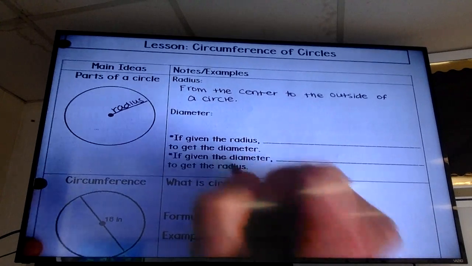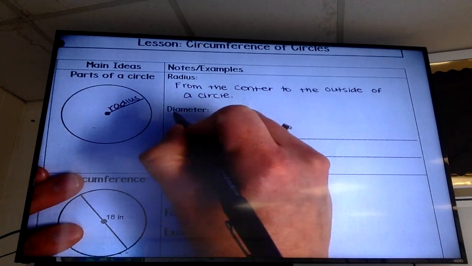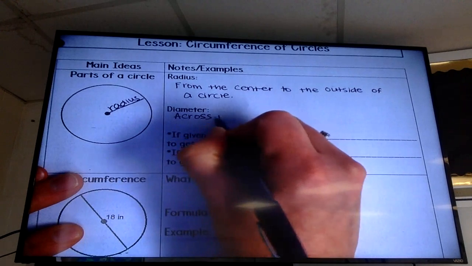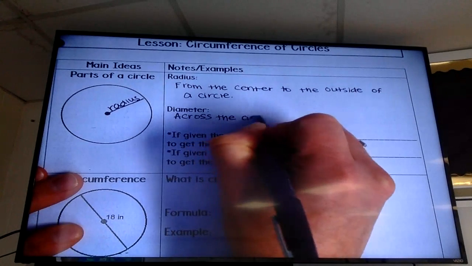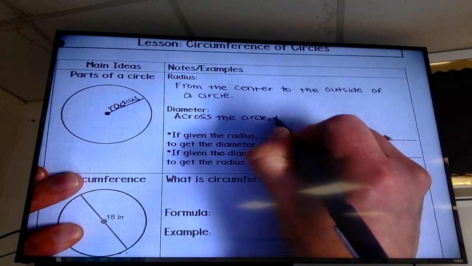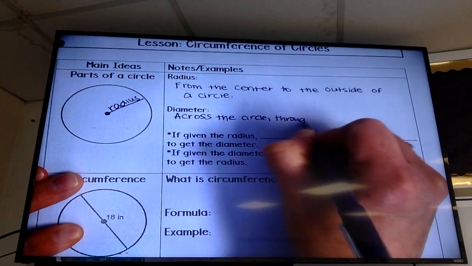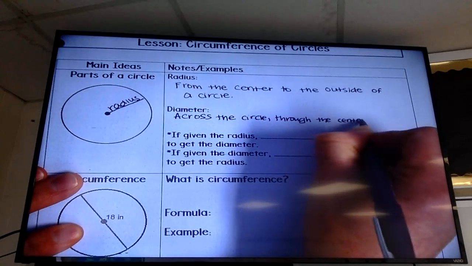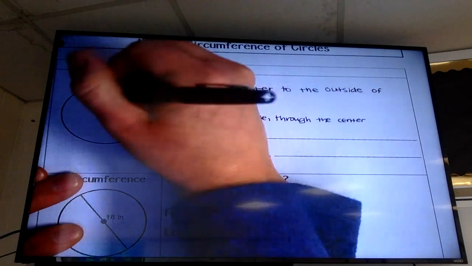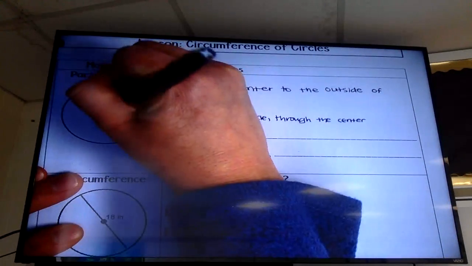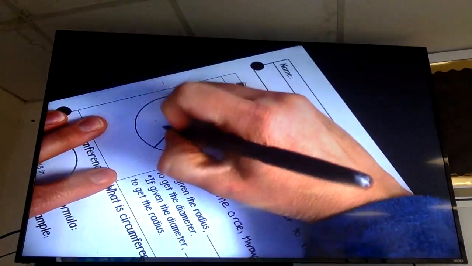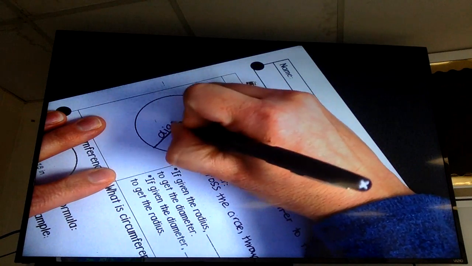And then there's something called the diameter. The diameter is all the way across the circle through the center. It has to go through the center. Okay, so a diameter would be like this, all the way across the circle through the center. So I'm going to call this diameter.